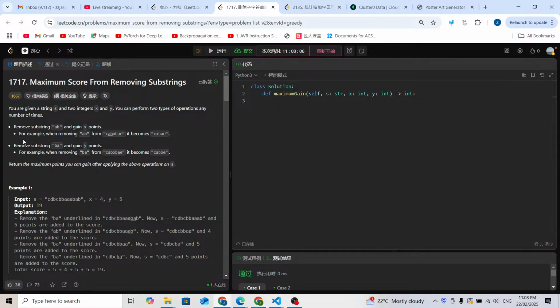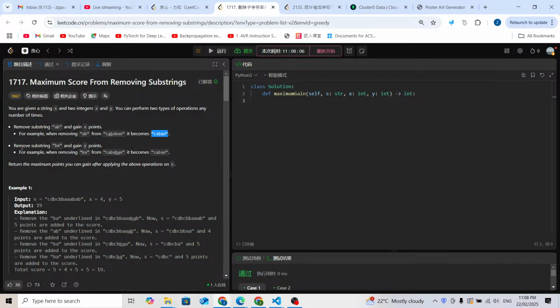So we are given a string s, and we are also given two integers x and y. You can perform two types of operations any number of times. The first operation is that we remove substring ab, and we gain x points. For example, we can remove ab from this string, and what is left behind is cxbae.